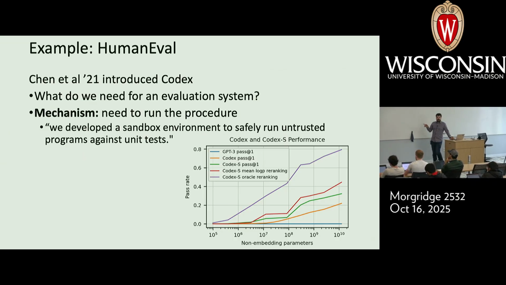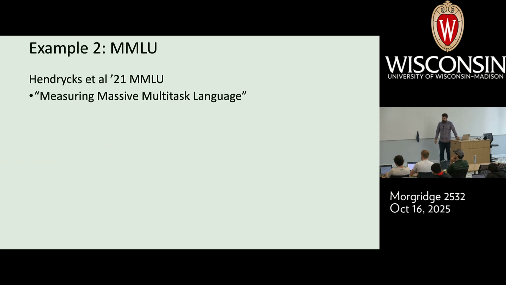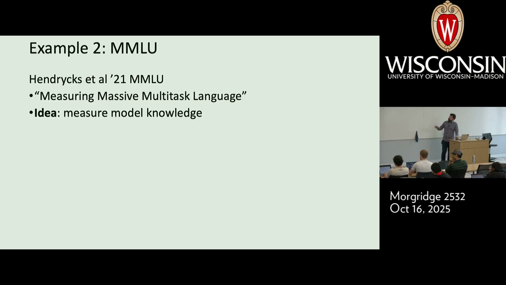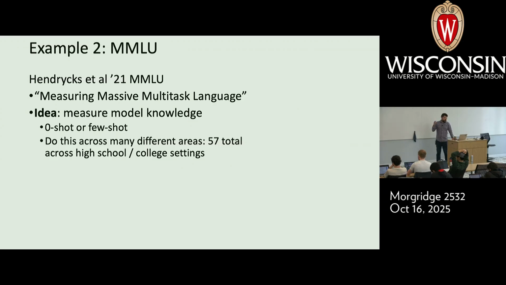OK, so let's see another example that's not code related. This is a very, very popular data set, MMLU. This is also coming from about 5 years ago, and it's really much more of a question answering language capability type of benchmark. It's not specialized to code at all. It's more about just measuring how much the model knows about different categories. And there are a few different ways you can run this. Just going back to when we talked about prompting, you can do zero shot or few shot with this one. And you do it across a lot of different areas.